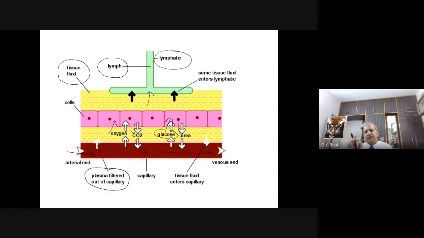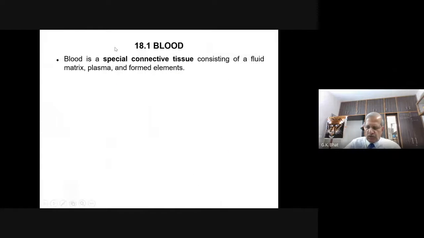So this point you have to know before studying the further aspects of this particular chapter. Right? Now let us look into the details of blood.